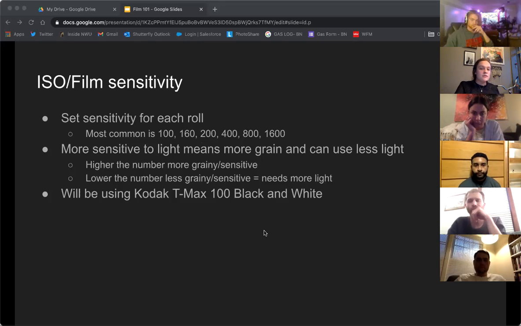So like I said, we'll be using Kodak T-Max 100. It's a black and white film. It's pretty good, but there's also a lot of different kinds of film that we can explore later on. We just want to give you guys access to a standard kind of film.